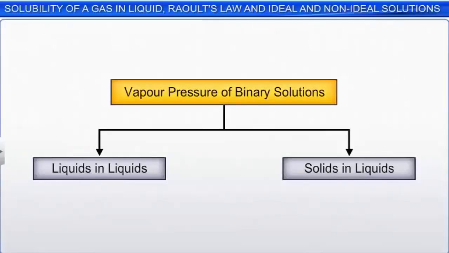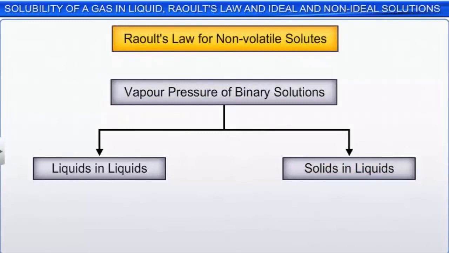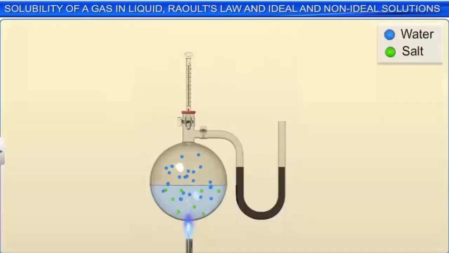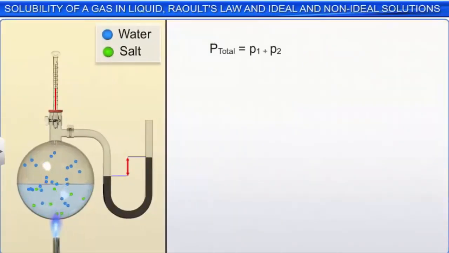Let us now discuss the vapor pressure of binary solutions of solids in liquids, that is, Raoult's law for non-volatile solutes. A non-volatile solute has no tendency to form vapor at the temperature of the solution, and it will therefore not contribute to the total vapor pressure of the solution. For example, in a solution of salt in water, salt is a non-volatile solute and does not contribute to the total vapor pressure of the solution.